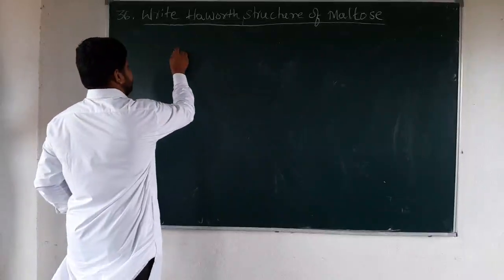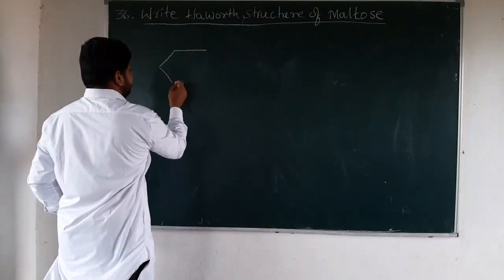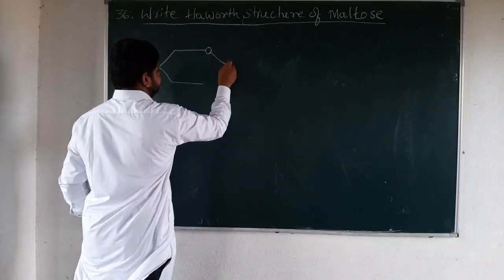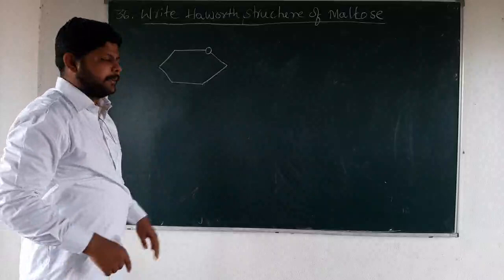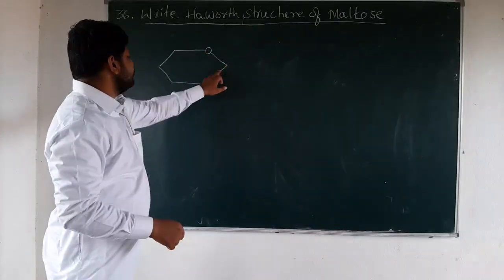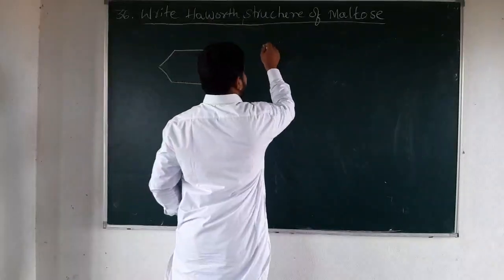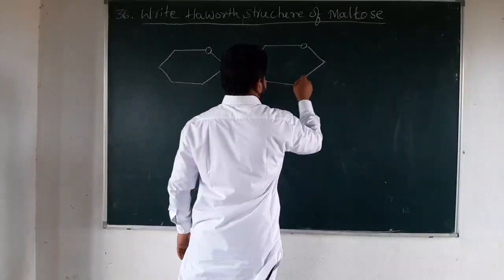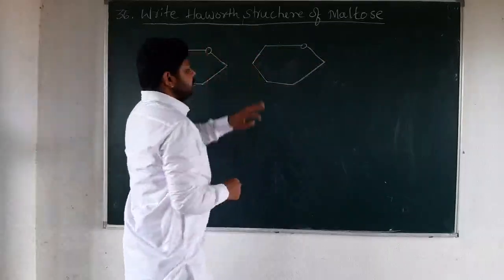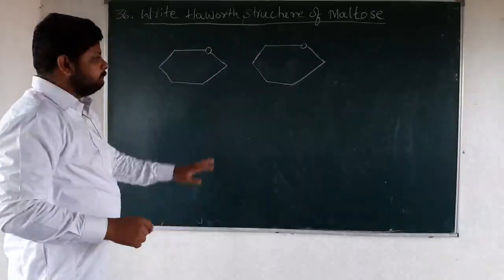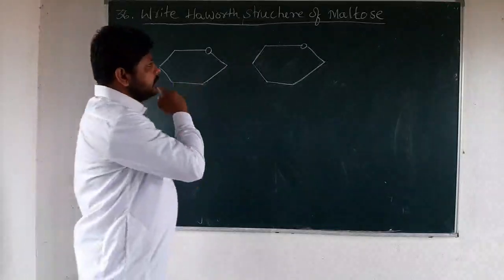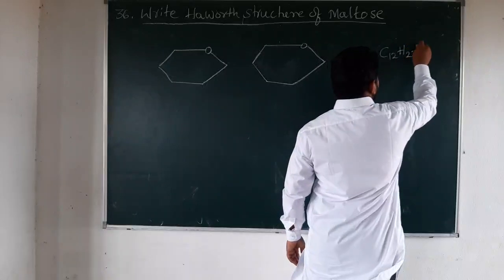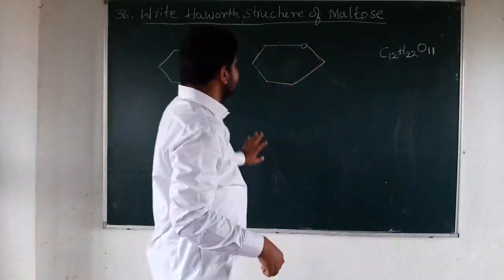There is a 6-membered ring with one oxygen, and the other five are carbons. Here also I will draw a 6-membered ring with oxygen, with five carbons. The formula for maltose is C12H22O11. We have to write all these things.